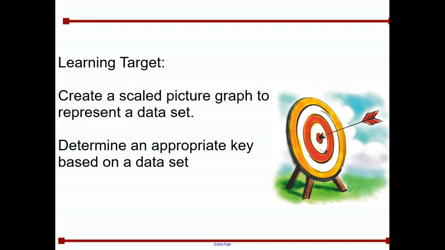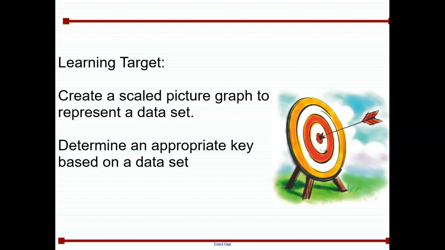Moore here. Today I'm here to teach lesson 2 of our picture graph lessons. By the end of today, you're going to be able to create your own scaled picture graph to represent a data set. You will also determine an appropriate key based on a data set of information.